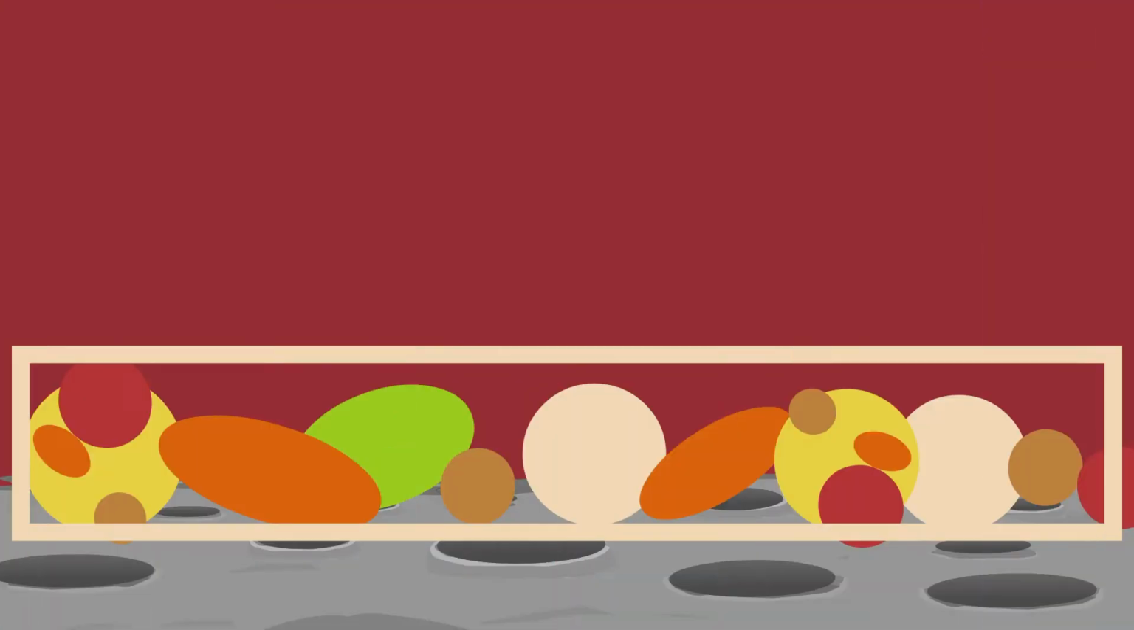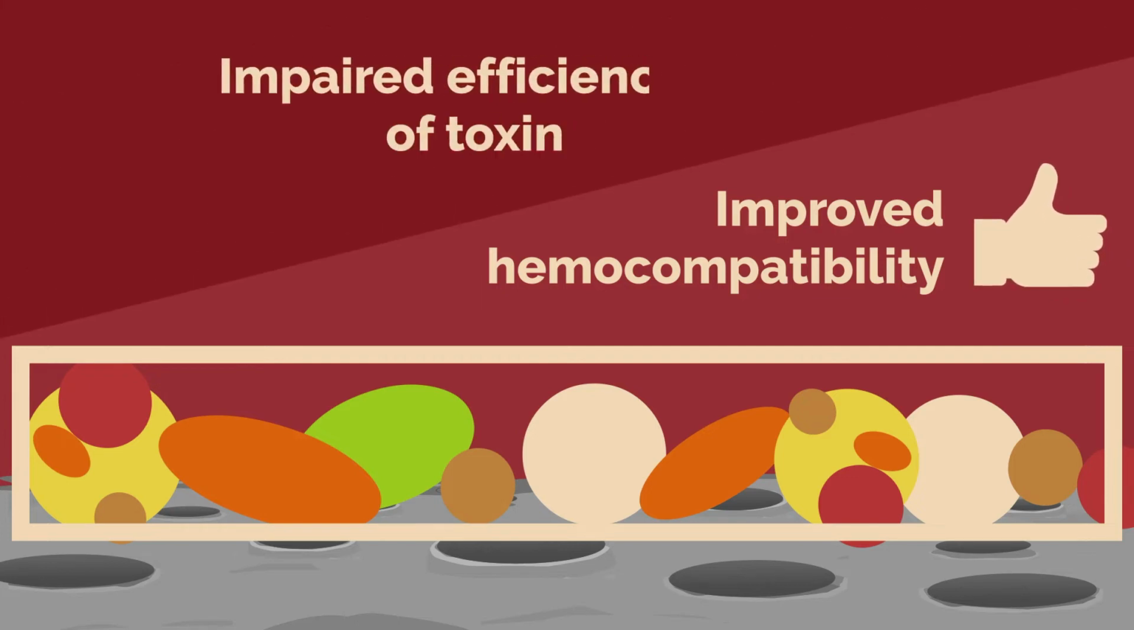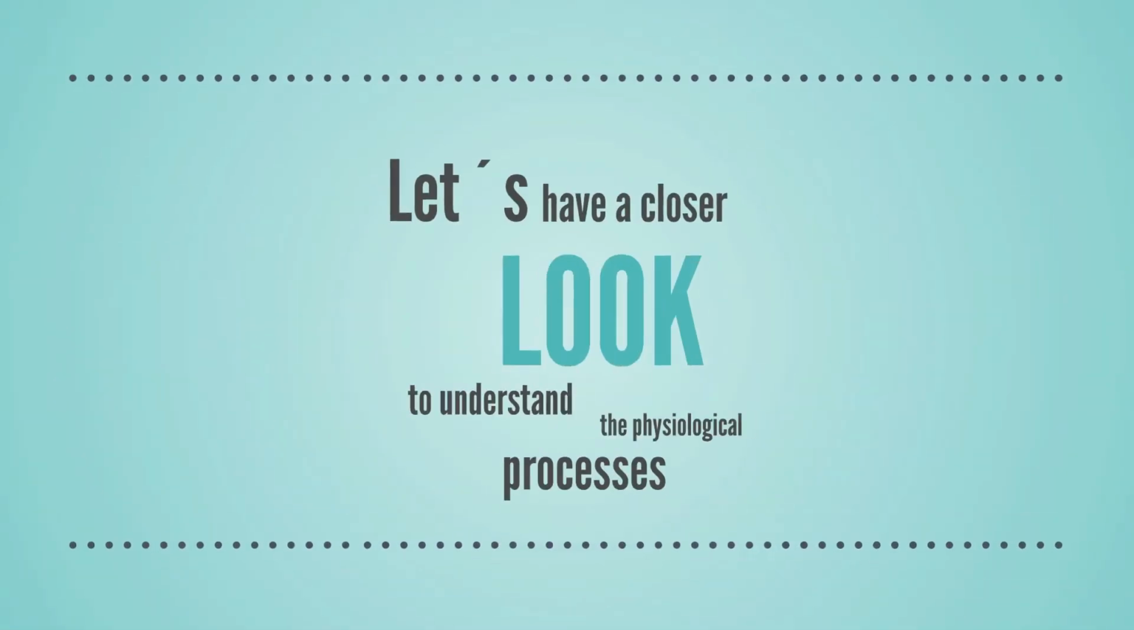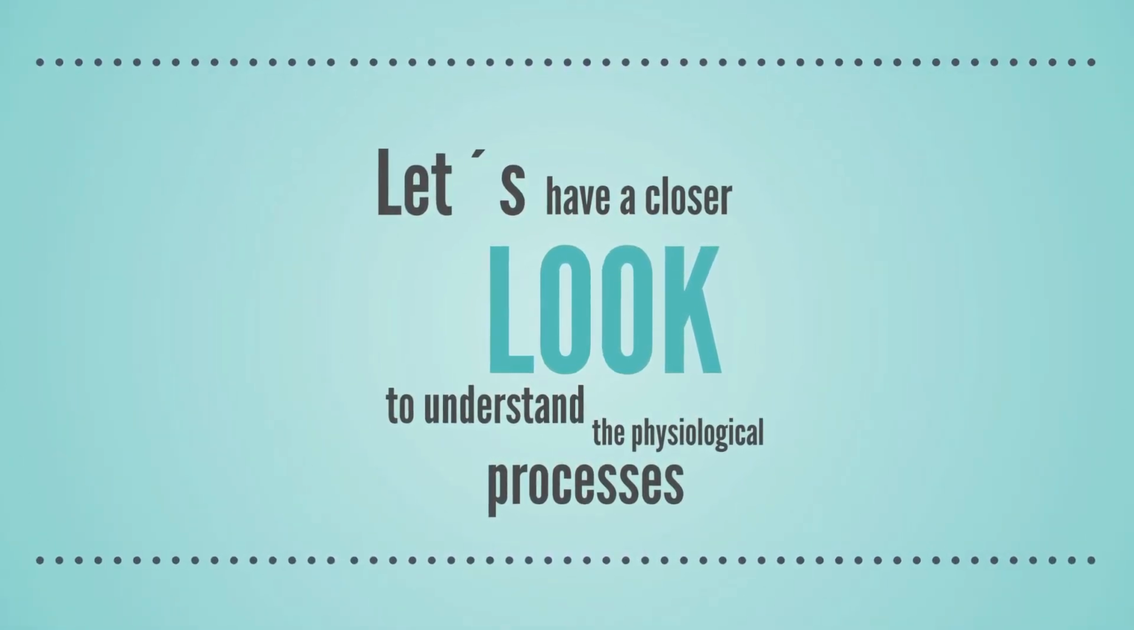Importantly, secondary membrane formations, although contributing to improved hemocompatibility by passivating the membrane surface, could impair the efficiency of toxin removal throughout the dialysis session by clogging the pores at the blood contacting surface. Let's have a closer look to understand some of the physiological processes that are known to be triggered during dialysis.